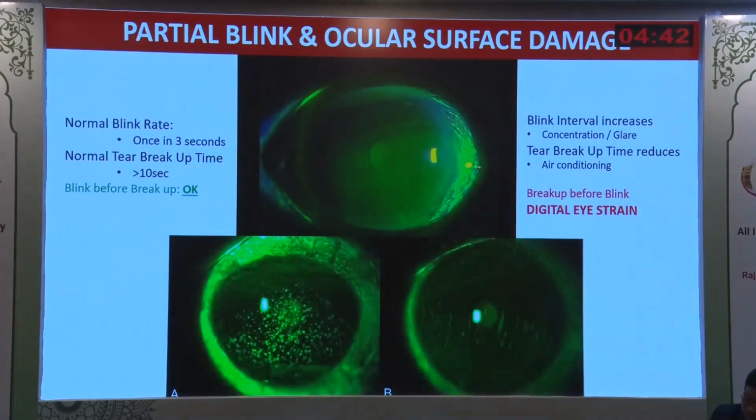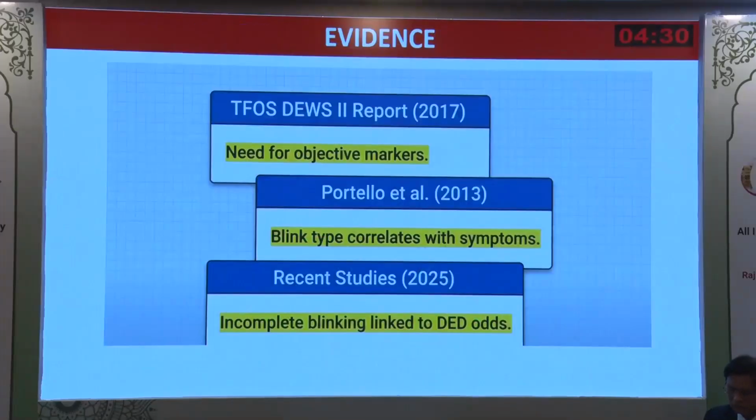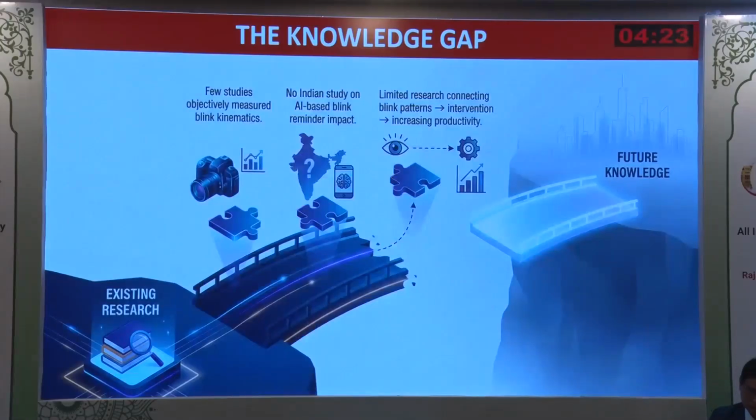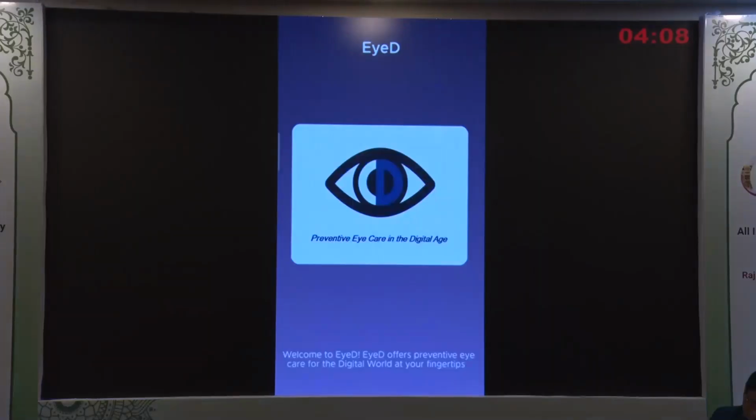Now, when we look at the ocular surface, if the blink happens before a breakup happens on the surface, generally the patient is okay. However, if the breakup happens before the blink, then you can see various issues that can come on the ocular surface. There's enough evidence talking about the need for objective markers and how to modify blink symptoms to improve the ocular surface. The knowledge gap that we found was that few studies objectively measured blink kinematics, and there is no Indian-based study on AI-based blink reminder impact. There's limited research connecting blink patterns and interventions to improve them and increase productivity.